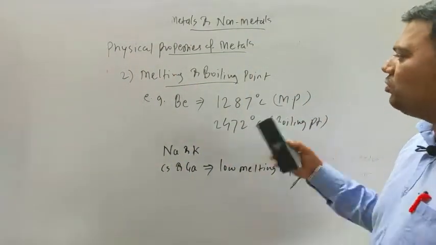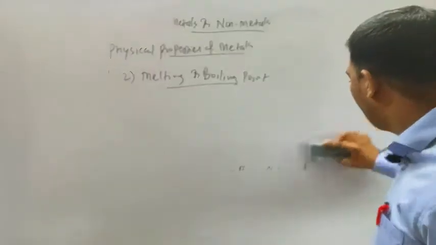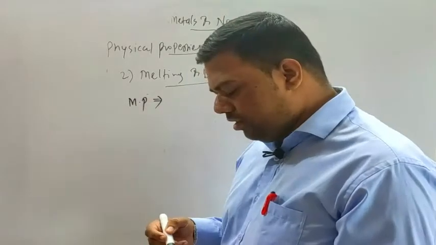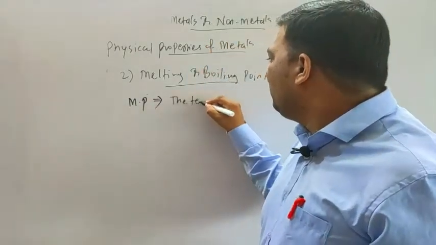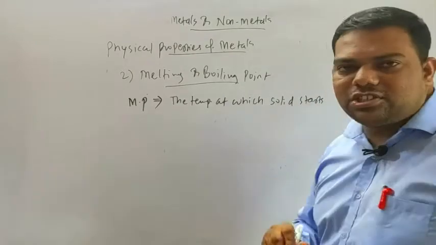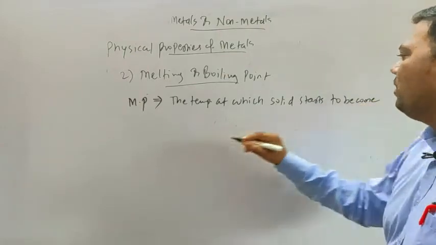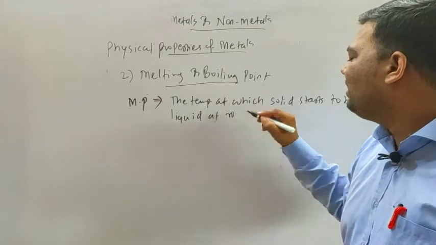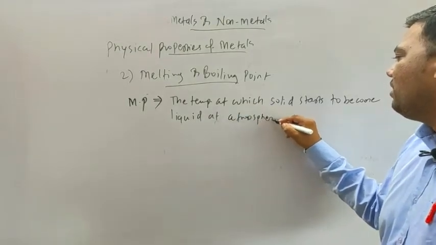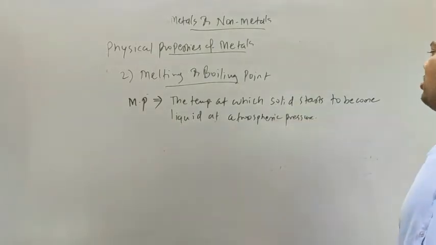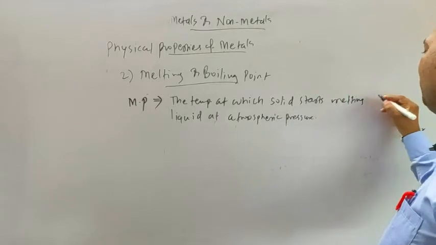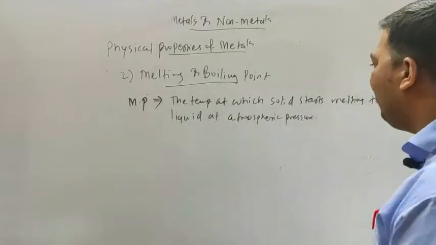So we will discuss the definitions of melting and boiling point. Melting point first. Melting point, MP, is the temperature at which a solid starts melting to become a liquid at atmospheric pressure.